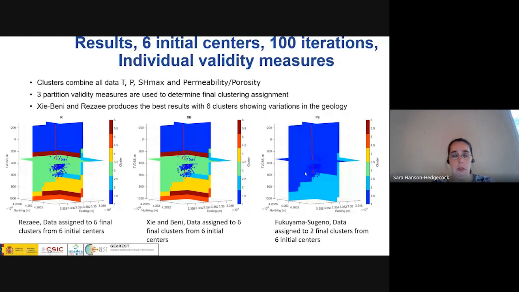can give us, in our poorest case, just 2 clusters, basically the basement and all the sediment that's filling on top. But if you want more detail, we can pick these 2 other validity measures, and they came up with 6 final clusters, dividing the area into different layers, but also along the geology, so along the detachment between the granite and the sediments that are sitting on top of it.